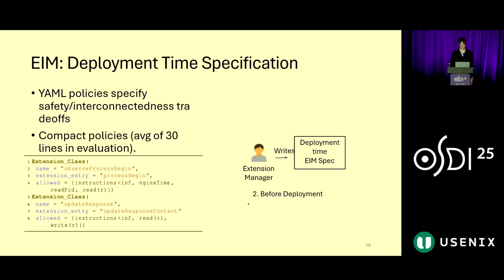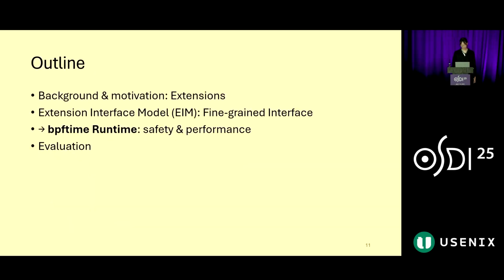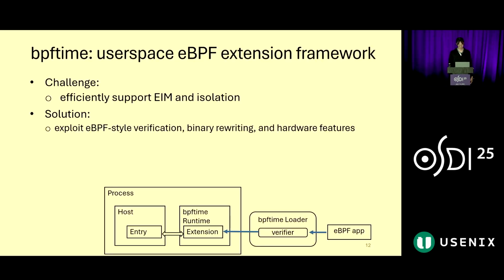logging functions, whereas a firewall extension needs both read and write access to modify the response. This policy lies completely outside the application code. You can adjust the safety and interconnectedness balance per extension without recompiling, with the policy's technical change being like 30 lines of YAML.